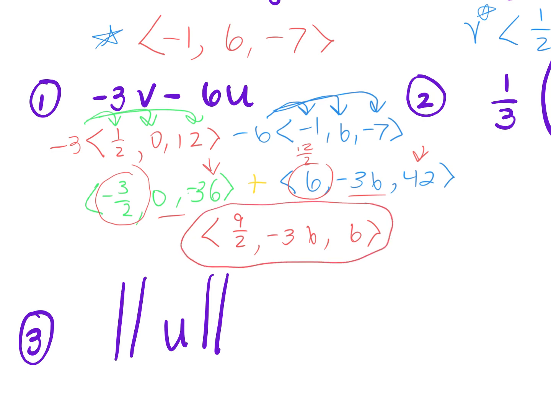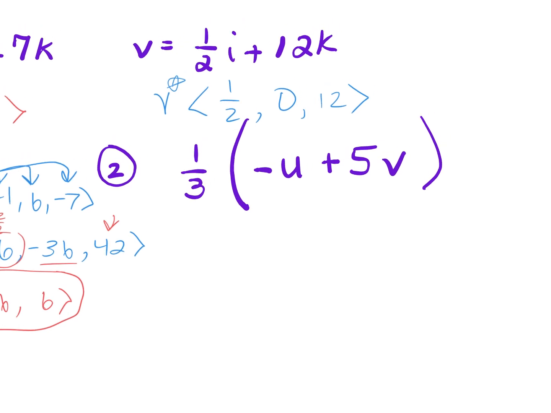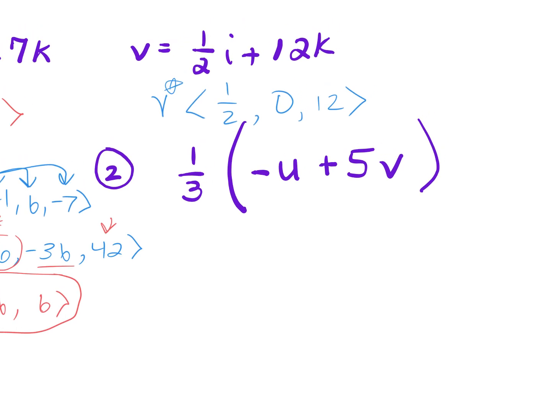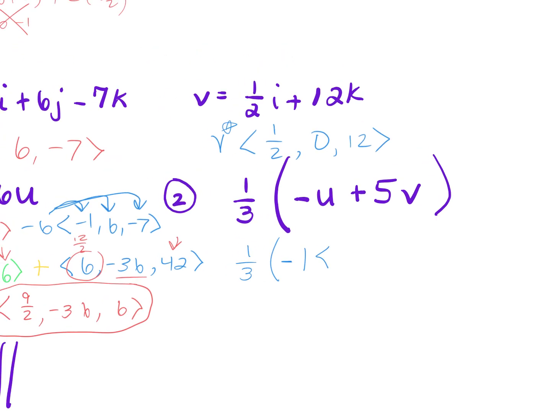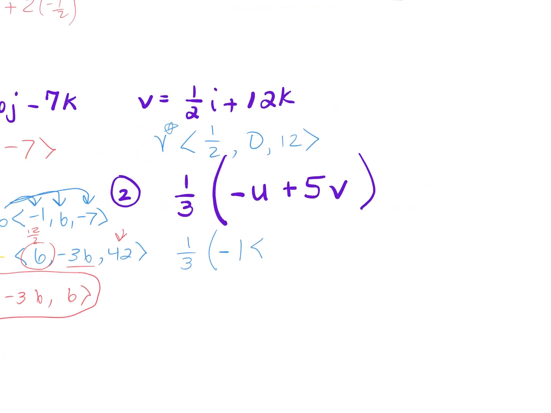Just a lot of math. Look at number 2. What should you do first? You do the parentheses first. I'm going to rewrite the 1/3 out here. It's going to hang out. And then I'm going to just write in what this is saying. This is saying negative u. I'm going to go ahead and put a negative 1 out in front and write my u vector. So negative 1, 6, negative 7. And then I have plus 5 and my v vector. So 1/2, 0, and 12.